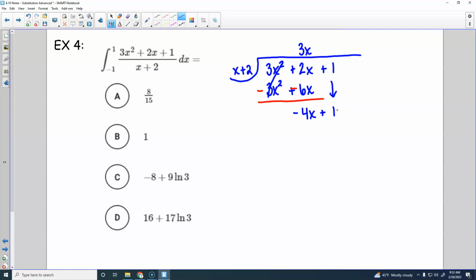And so, again, we're asking ourselves, what times x would give us negative 4x? It's not going to match perfectly because it's not going to divide evenly. So you're really only thinking about what you need to multiply that first term by. A negative 4. And so we'll multiply now. Negative 4 times x gives us negative 4x. Negative 4 times positive 2 gives me a negative 8.